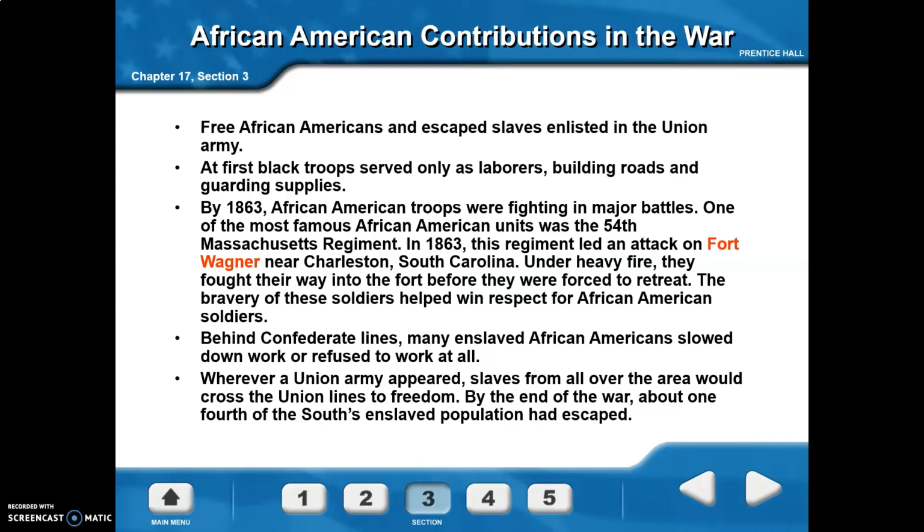Behind Confederate lines, many enslaved African Americans slowed down work or refused to work at all to kind of diminish the South, because again, they're still enslaved. And so they would try any way they can to slow down the South in any way possible to help out the North. And whenever a Union Army soldier appeared, slaves from all over the area would cross that Union line to freedom. And by the end of the war, about one quarter of the South's enslaved population escaped during the Civil War.